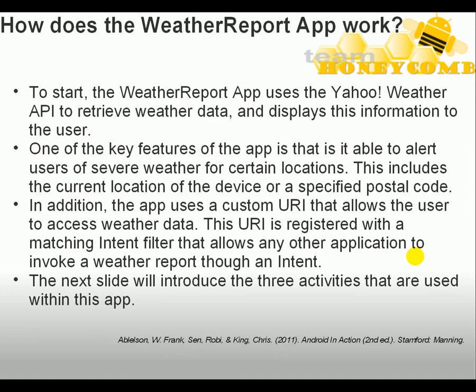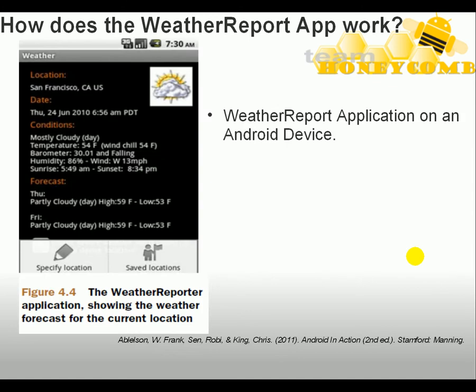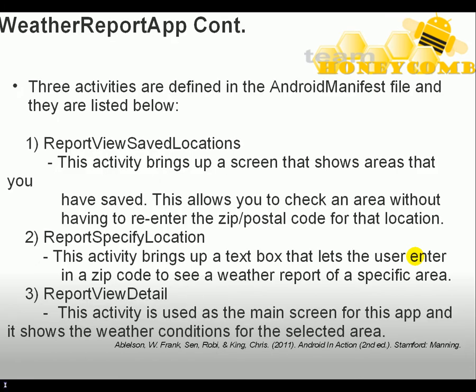In the next slide, this is an example of an activity, and also the interface of how the weather report application will look on the Android device. This is figure 4.4. The 3 activities defined in the Android manifest file for the weather report app are the report view saved locations activity, the report specify location activity, and the report view detail activity.